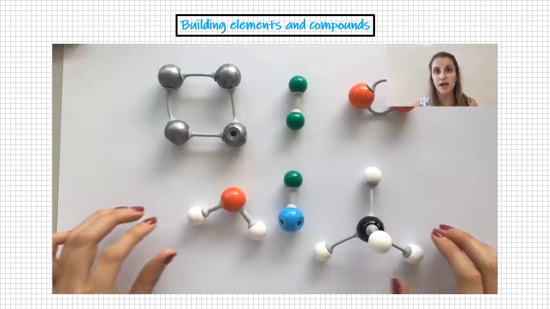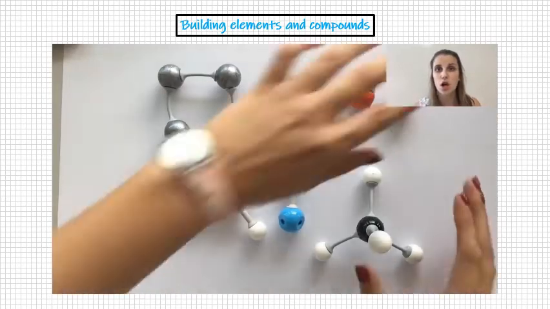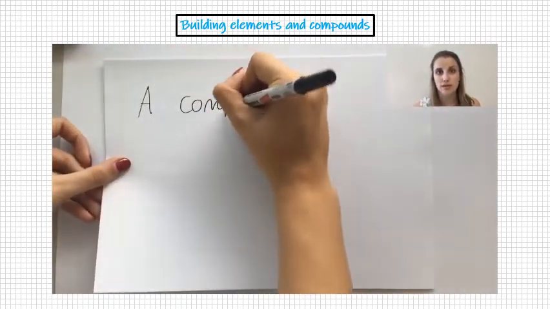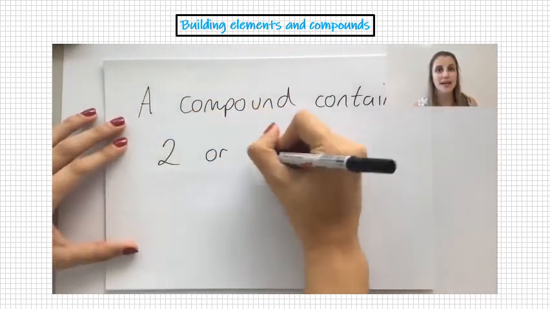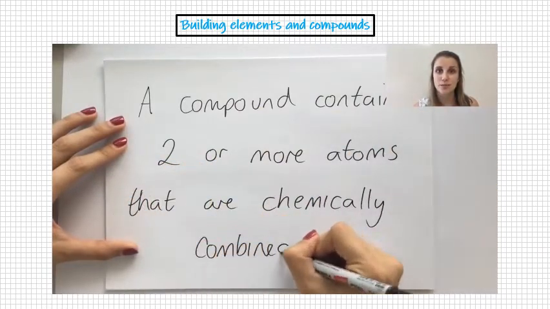So the top three are elements. They contain one type of atom. The bottom three contain two or more types of atoms. They have different colored molymod balls. We call these compounds. And compounds have to be chemically combined and contain two or more atoms.